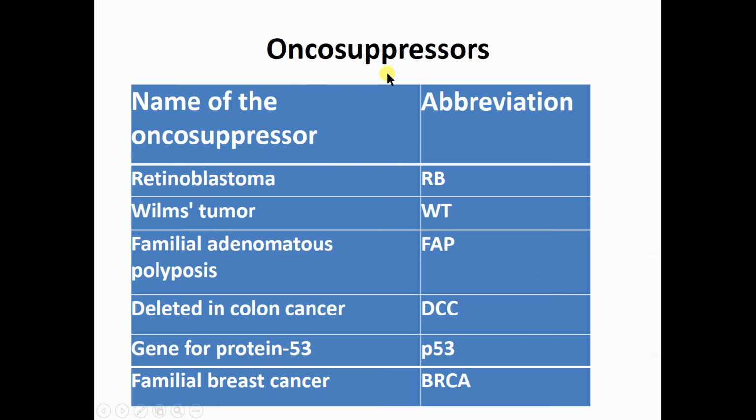These are another list of certain oncosuppressor genes. One is the retinoblastoma gene, which we had already seen. Then the Wilms tumor gene, which was also found in renal tumor patients. Then familial adenomatous polyposis, deleted in colonic cancer, which are mutated in colon cancer. Then the gene for p53, and familial breast cancer, that is the BRCA gene, which are also found mutated in familial breast cancer. So this was all about oncosuppressor genes, or anti-onco genes, or tumor suppressor genes.